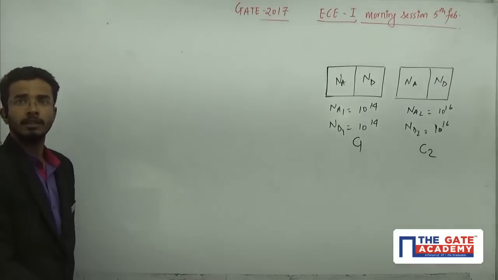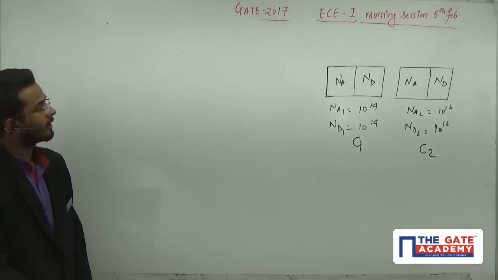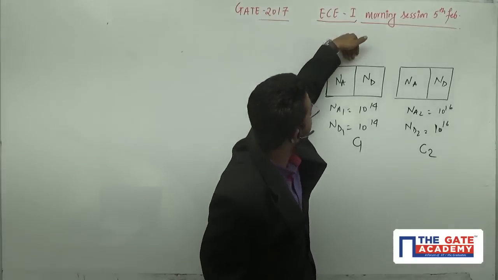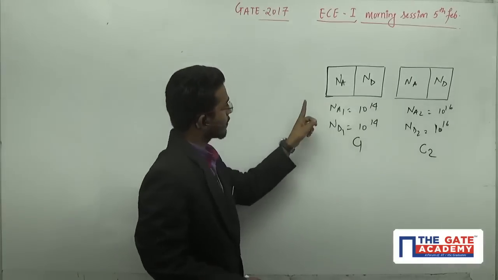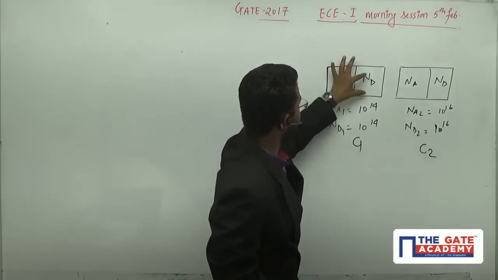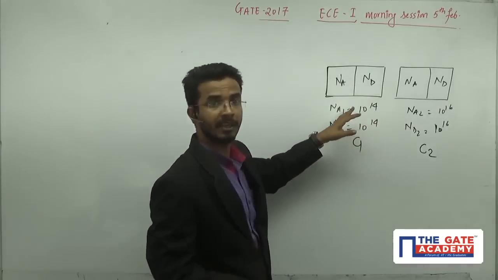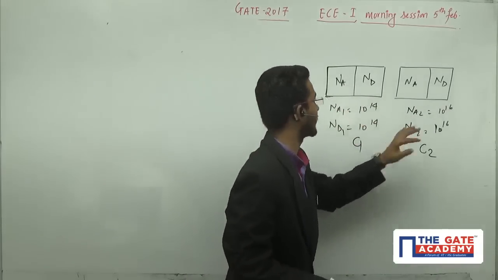Dear student, this is the question of the EDC, and they are providing two diodes here, diode 1 and diode 2, and they are providing the carrier concentration of the P side and the N side respectively, 10^14 atoms per centimeter cube for both the specimens.